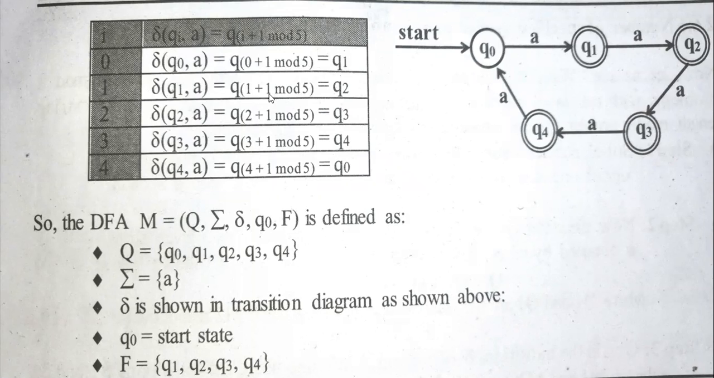Okay, then 1 plus 1, 2 we are getting. 2 mod 5 will be 2. Because of that we are getting 2. Then next value, 2 exactly. 2 plus 1, 3 exactly, right? So 3 mod 5 will be equal to 3 exactly. Then 4 mod 5, 4 exactly. 5 mod 5 will be 0 exactly.